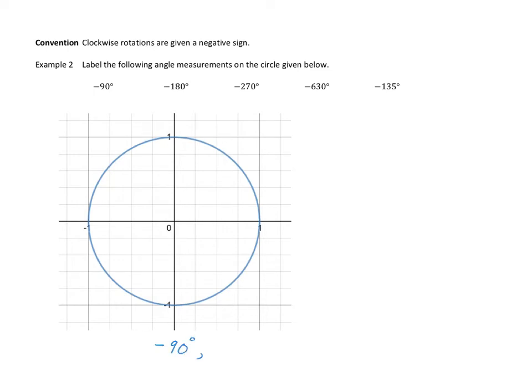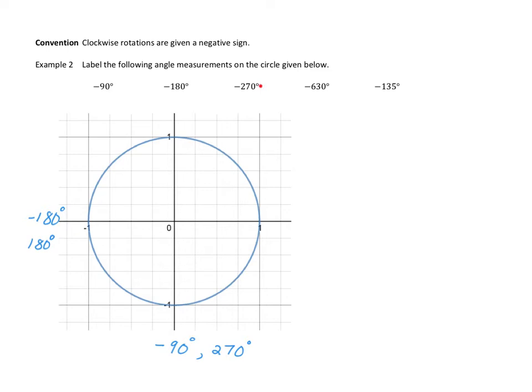It's also the same location as positive 270 degrees. All right, well, what about negative 180 degrees? Well, that would be half a rotation in the opposite direction. So that's going to be right here. So I'll put, okay, this is negative 180 degrees. It just so happens that that is the same location as positive 180 degrees. If you go half this way or half this way, you're ending up at the same spot.